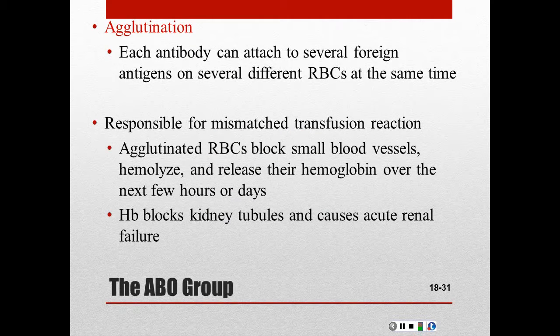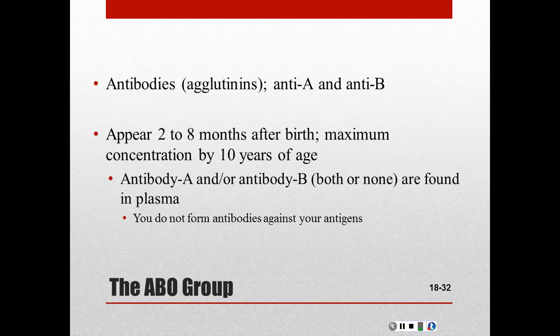Now, with agglutination, each antibody can attach to several foreign antigens on several different red blood cells at the same time. Now, responsibility for mismatched transfusion reaction: agglutinated red blood cells block small blood vessels, like I mentioned already. It causes other complications, and if they're not taken care of, it will probably cause kidney tubes to be blocked, and of course, renal failure.